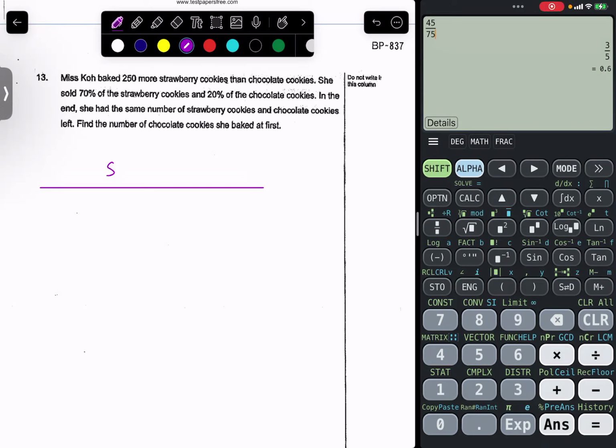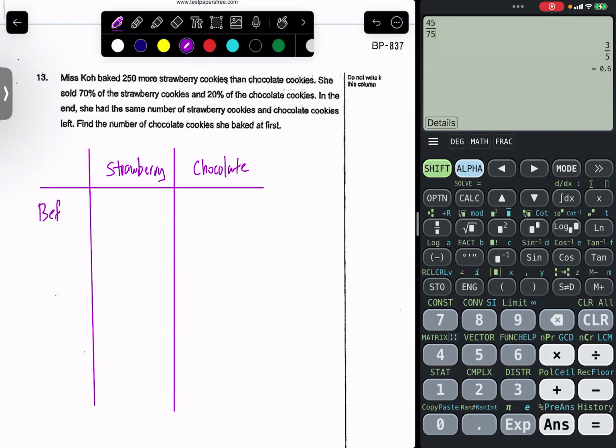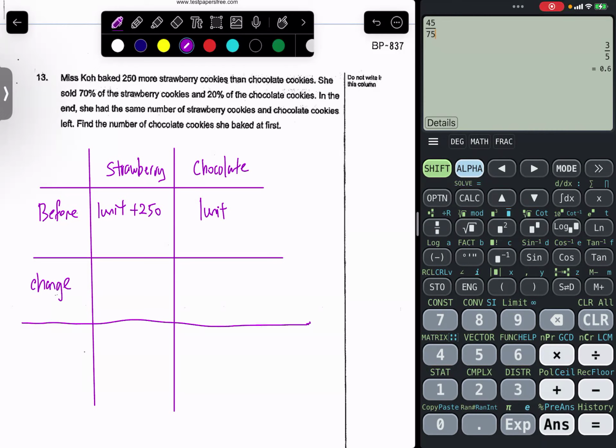Okay, so strawberry, chocolate. Before we have 250. So chocolate is less. So chocolate is going to be 1 unit. Strawberry is going to be 1 unit plus 250. Now, and then we have a change. So now, you can put it as 1 unit, or you can change the 1 unit later on. It doesn't matter. Change, and then after.